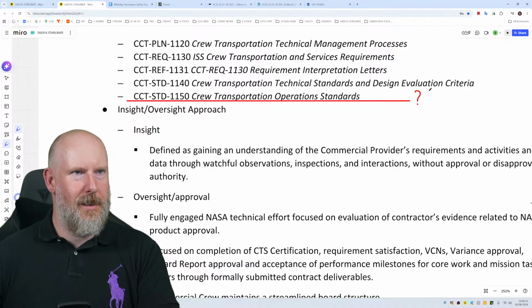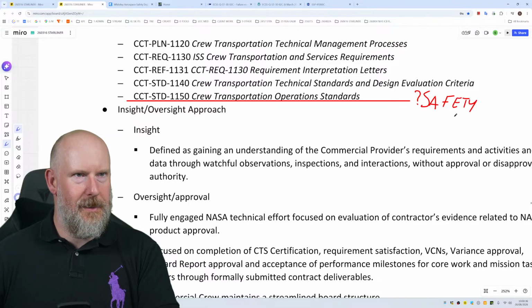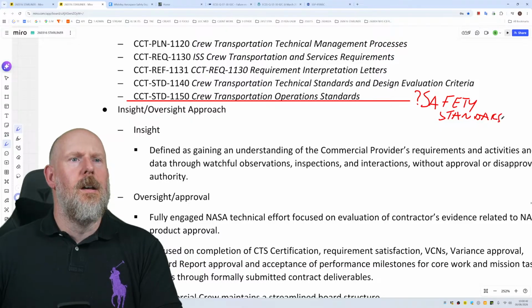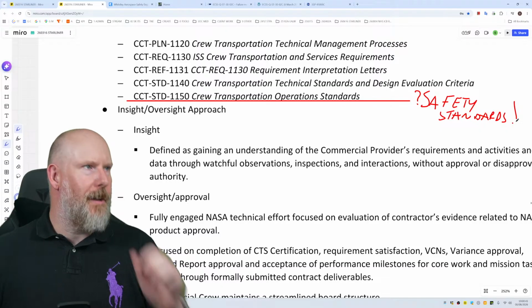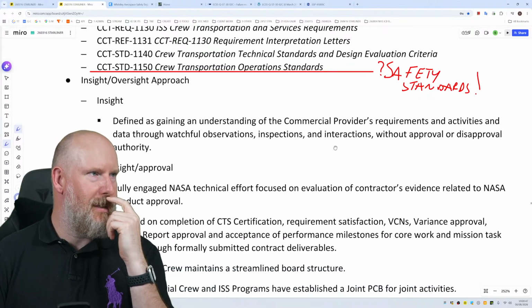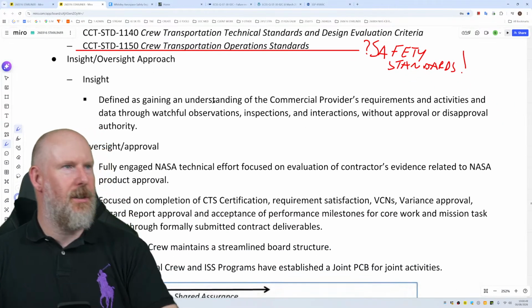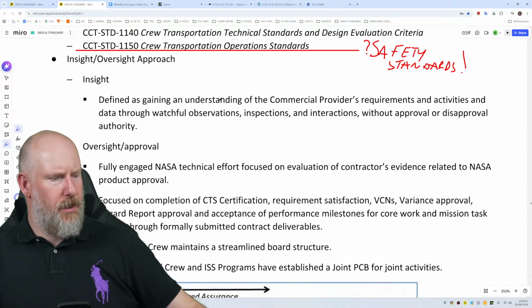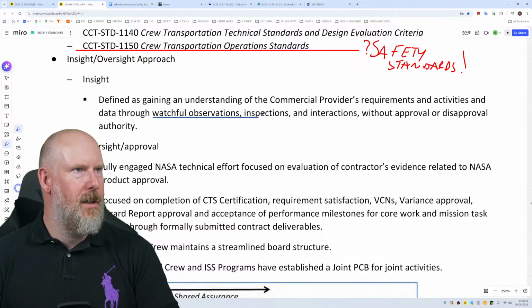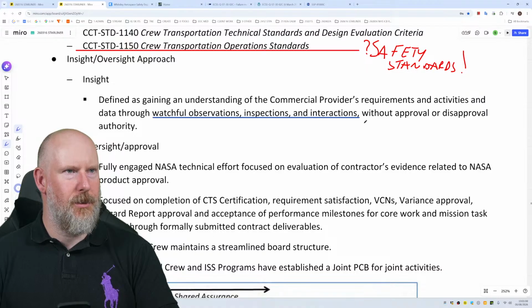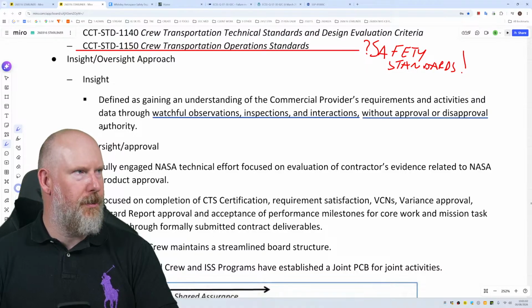Where's my pen? There we go. Safety standards. Can't spell. Standards. That's right, isn't it? There we go. Insight oversight approach. Insight is defined as gaining an understanding of the commercial provider's requirements and activities and data through watchful observations, inspections, and interactions without approval or disapproval authority.